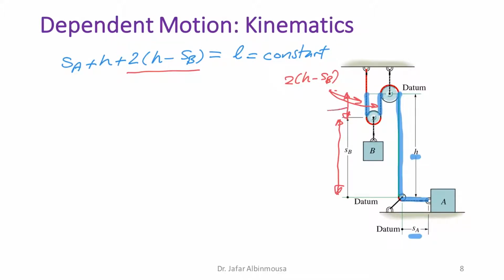But this length, we have it twice because we have two cables, and this is why I multiplied by 2. Again, H is constant, L is constant, so if we differentiate with time, we're going to get 2VB equals VA, and 2AB equals AA. Now, definitely this is not the same equation that we got in the previous slide. So let's discuss the differences in the next one.